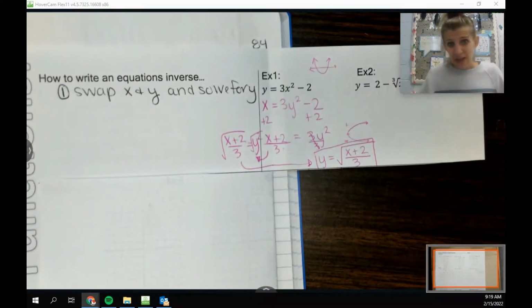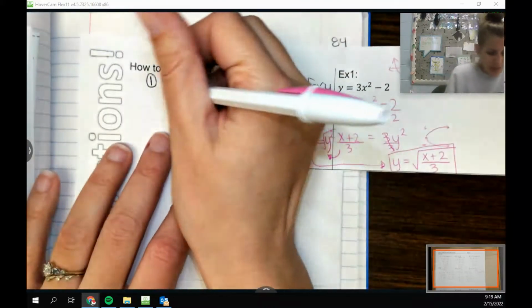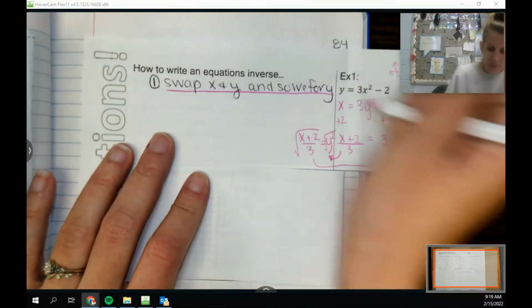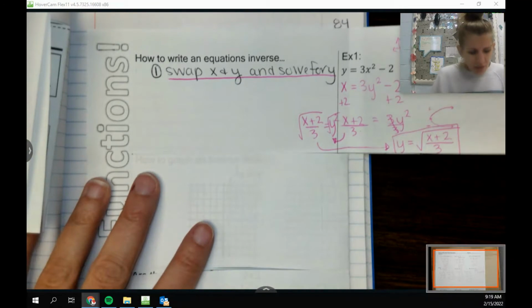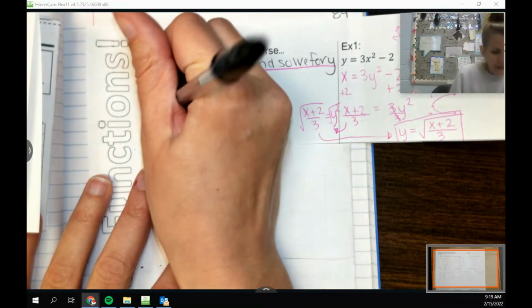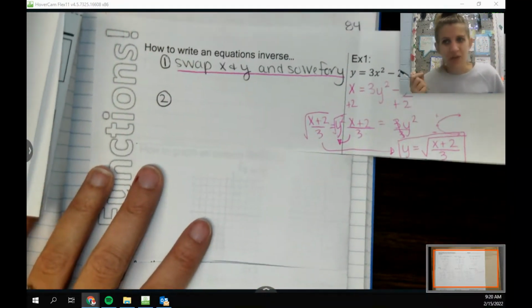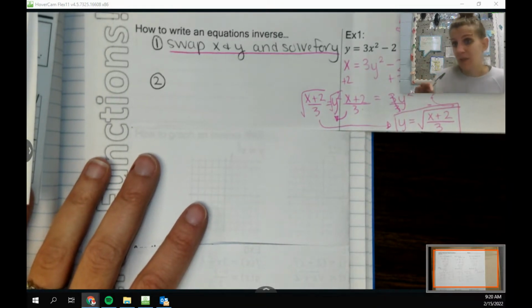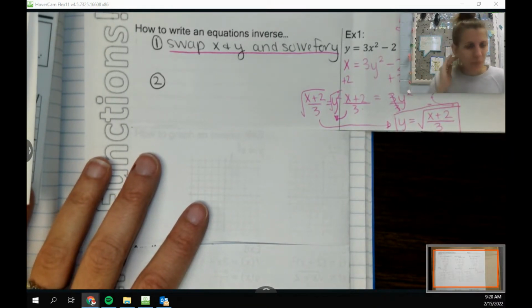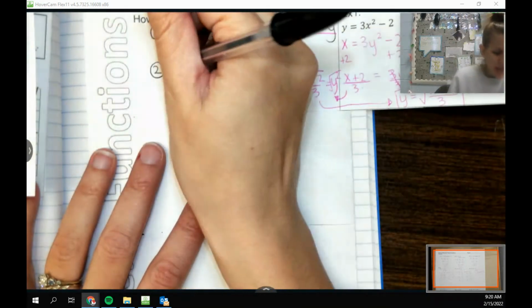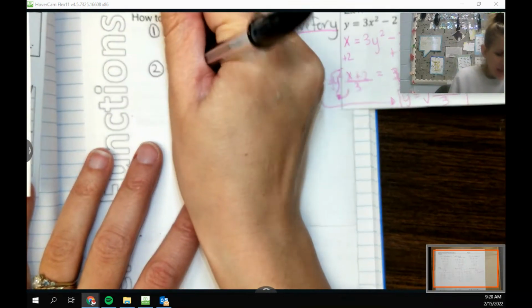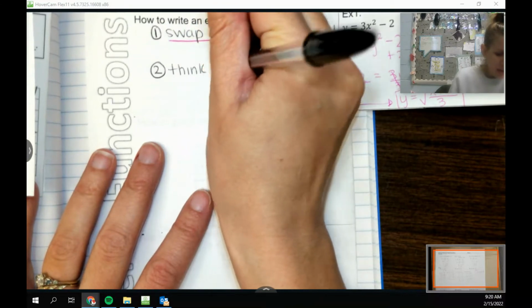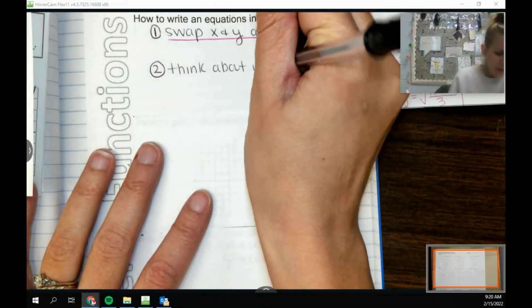Now the other way to do it, so this is the pink example. The other way to do it is more of a thinking about it. So those of us who don't necessarily like to follow steps and solve step by step by step, another way to do it is think about what the function's doing.